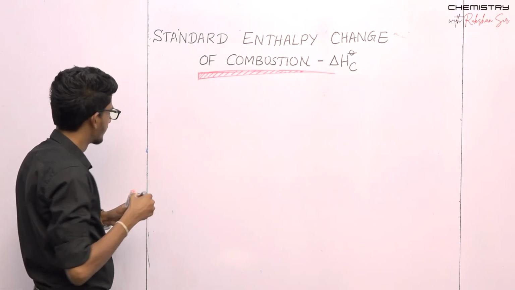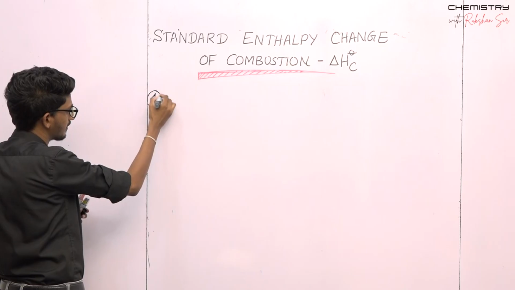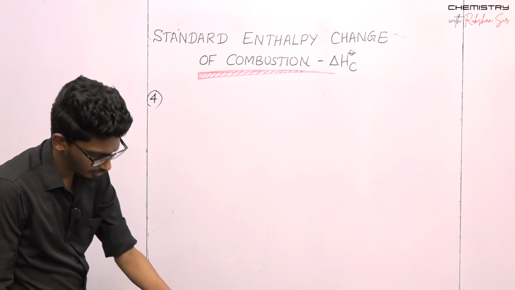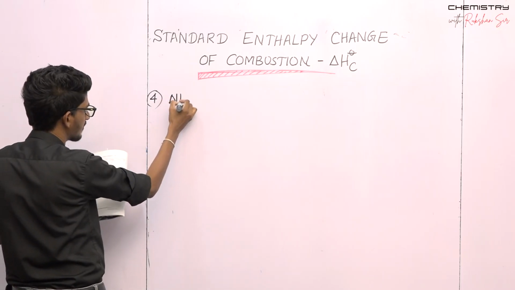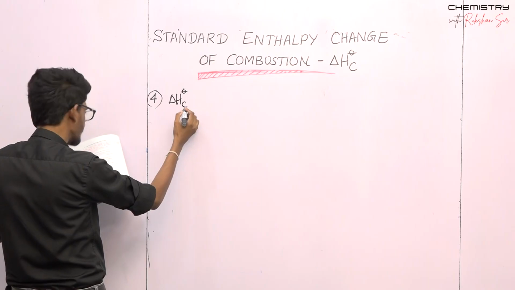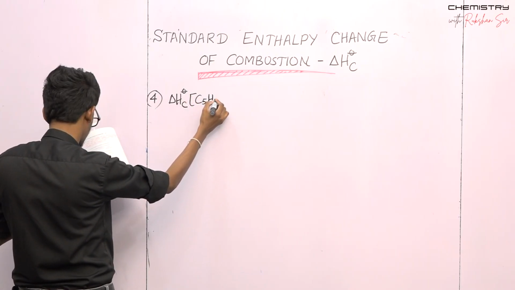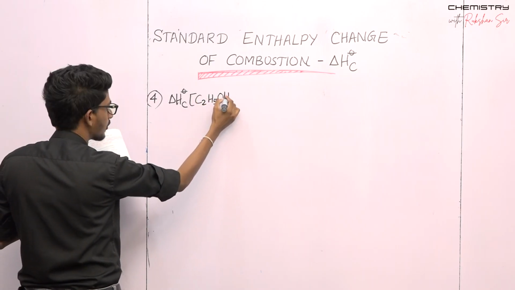Right, what are the exercises appearing in your note? Right, I'll add the stuff here. As number 4, they are asking you to come up with the delta H C, the combustion of C2H5OH liquid.